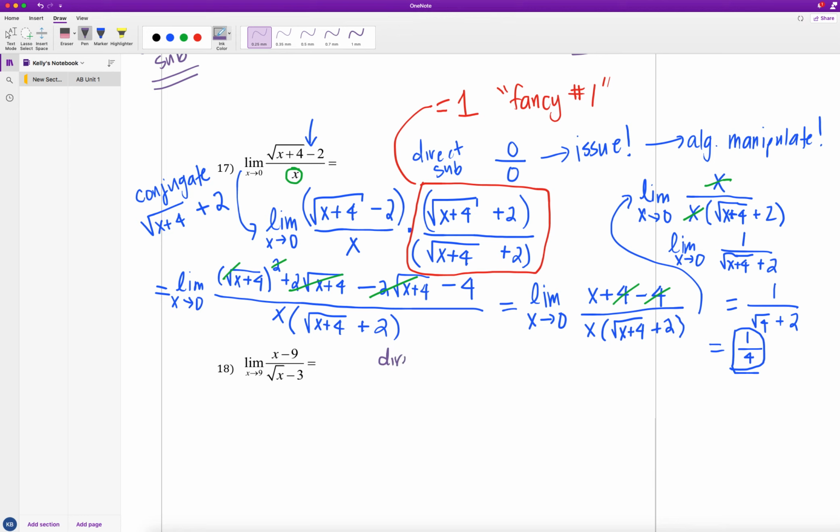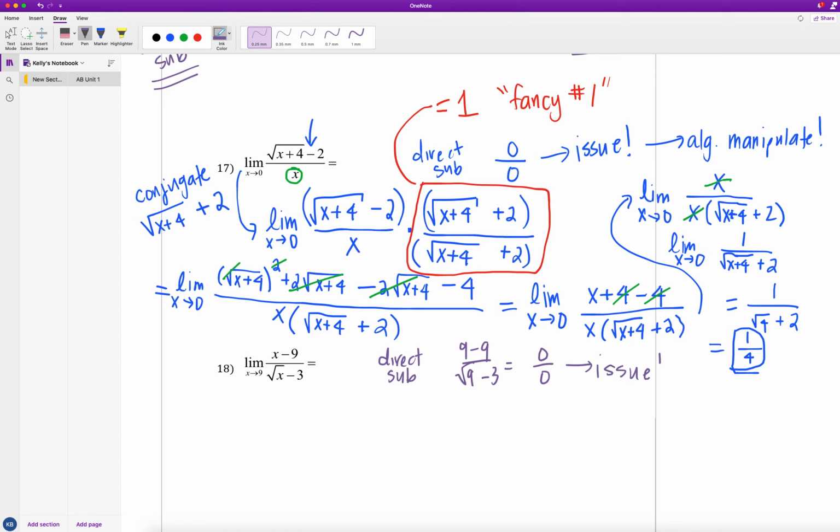I'm going to put it up here on top and we'll see why. If I do a direct substitution, I'll end up with 9 minus 9 in the numerator. Well, that's okay. The issue is that I get the square root of 9 minus 3, which ends up giving me 0 over 0, since the square root of 9 is 3, and 3 minus 3 gives me 0. So I have this issue again.